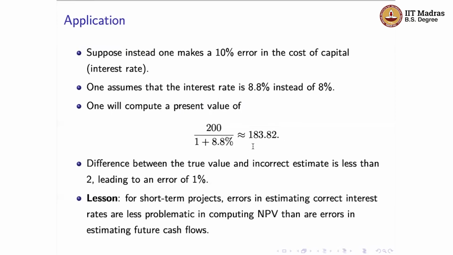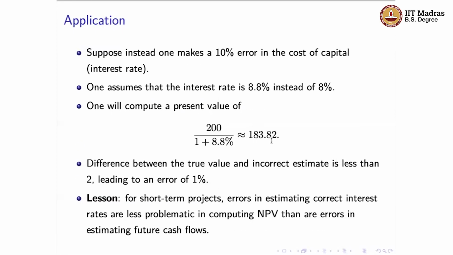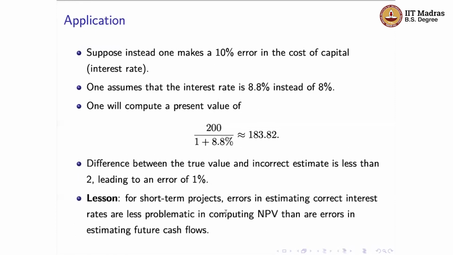Okay. So what that means is that the difference between the true value and the incorrect estimate, remember the true value is 185.19 and your estimate is 183.82, is actually less than 2, right? Compared to the previous case where the difference was more than 17, right? So this is going to lead to an error of around 1% of the actual present value, right?